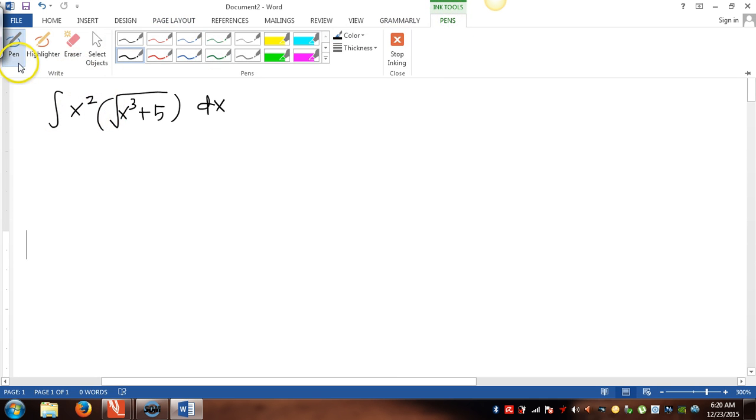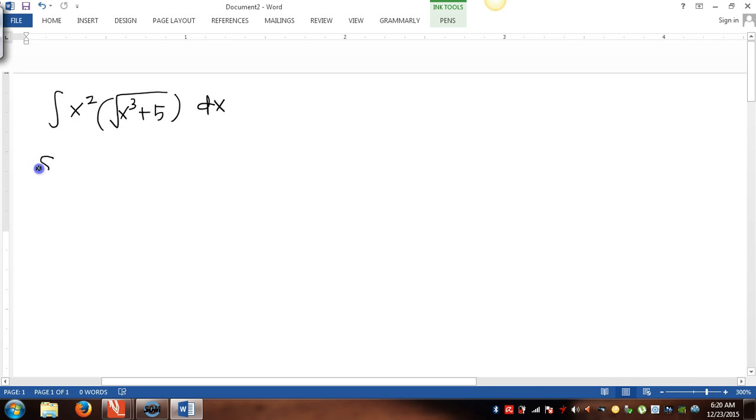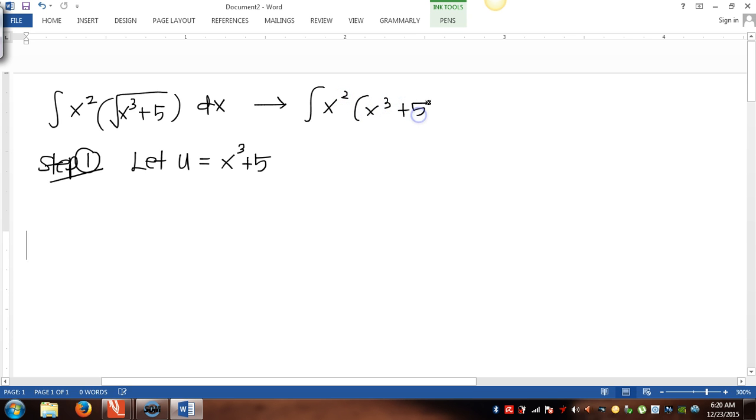First of all, we have to assign u. This is step number 1. Let u equal to the inside of the square root, so we have x cubed plus 5. Actually, if we rewrite it, we get x squared times (x cubed plus 5) power of half dx, the square root being the power of half. So step number 1, let u equal to x cubed plus 5.